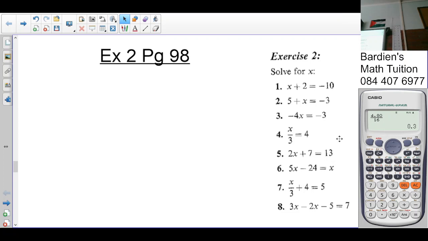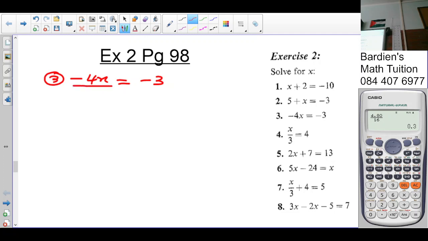So how? If you look at number 3, you got negative 4x equals negative 3. How is negative 4 and x bonded? Multiplication. So what is the reverse of multiplication? Division. So I divide by whatever the coefficient is here. In this case it's negative 4. So that cancels. Negative divided by negative is positive, 3 over 4, not over x, no?